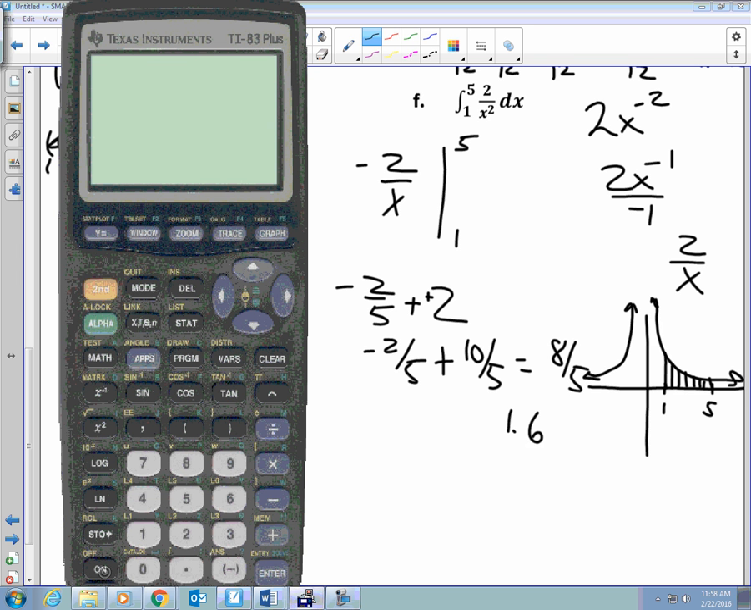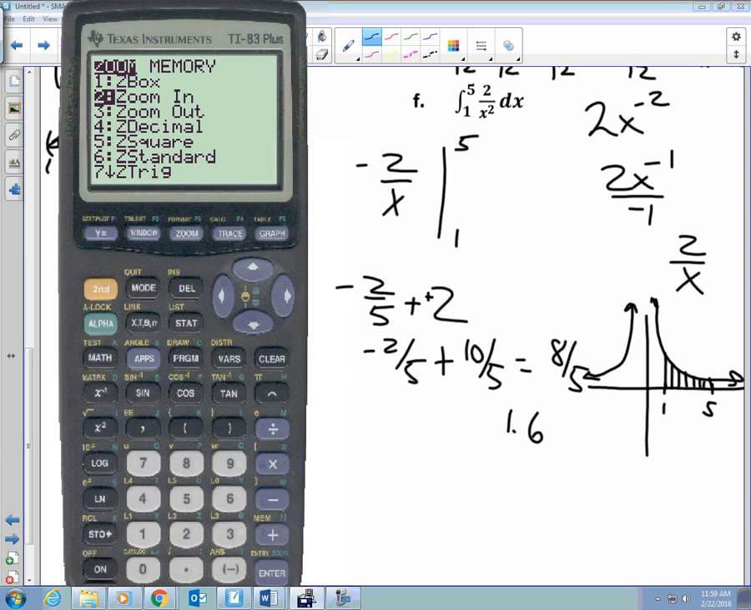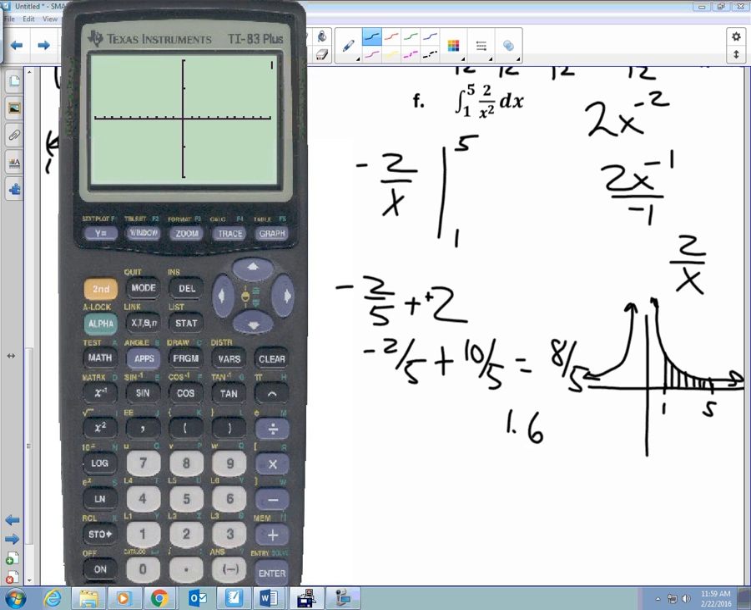So how will you know if your answers are right? You will check these on your calculator. I will make an answer sheet as well, where you'll plug in 2 divided by that x squared piece. And you type in calculate number 7, and it shows you the graph. If you don't like the graph, maybe you want to change your window so that your y values only go, say, negative 2 and positive 2. So I'm going to second calculate, and I choose number 7. The lower limit is 1. The upper limit is 5. I get the exact value, which is 1.6.